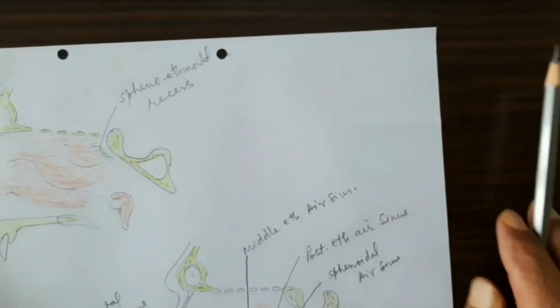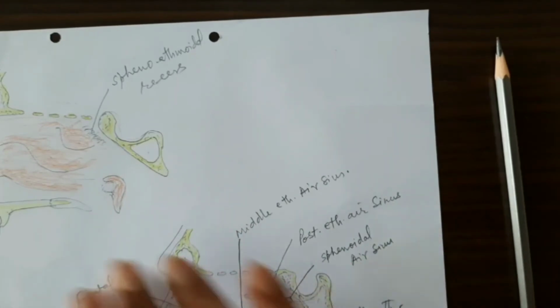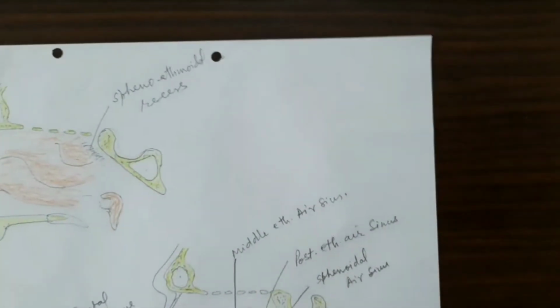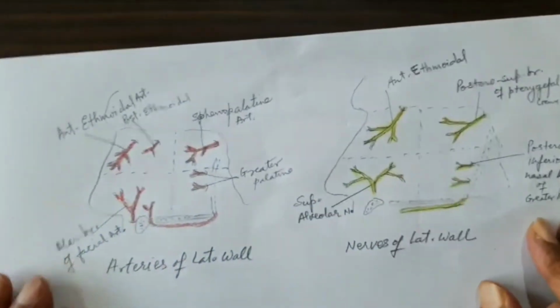I hope that you have understood the lateral wall, and everything is covered by the mucous membrane. The anteroinferior part is covered by the skin. So let us go to see the blood supply of this part. Let me find out where is the diagram for the blood supply. So this is the diagram for the blood supply.